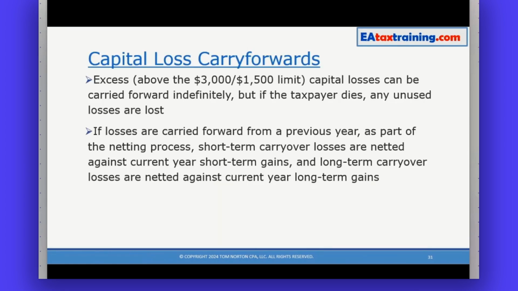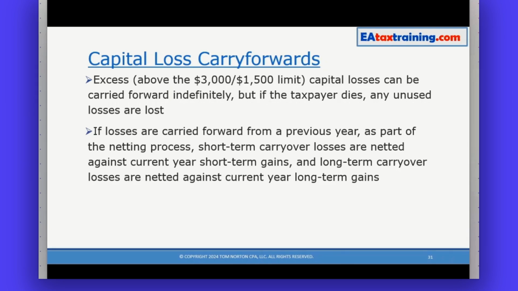And let's talk about those carry forwards. The excess above the $3,000 limit can be carried forward indefinitely. So if you have $40,000 of net capital losses, you only can take $3,000. But then next year you can take another $3,000. The year after that you can take another $3,000, etc., until that $40,000 is used up. Unless you die before you use it all up, in which case any unused losses are lost and they cannot be deducted by anyone. They just are lost.